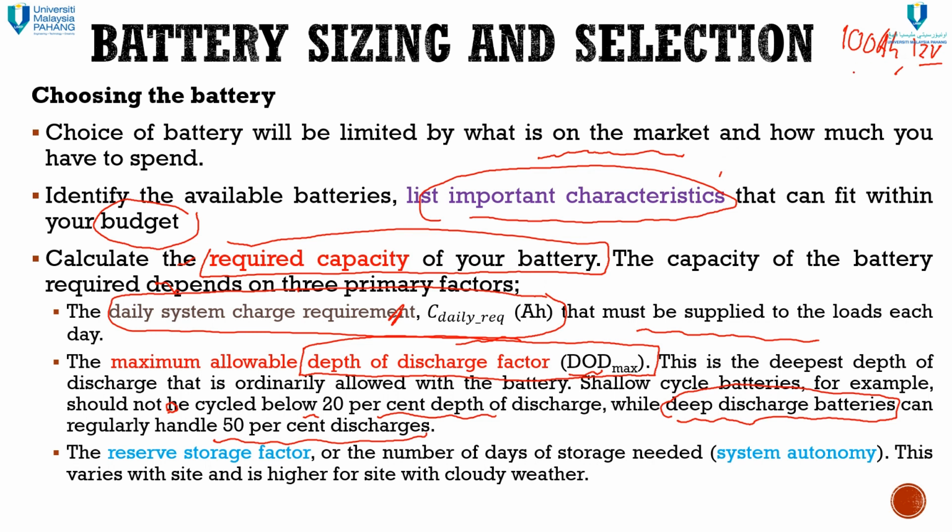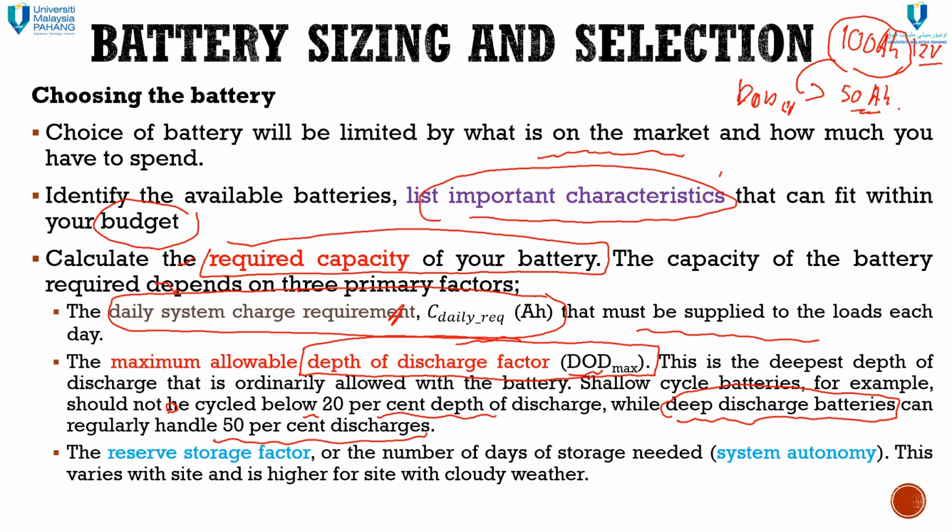Please don't think that we are capable of using the totally 100% of 100 Ah. If it is a lead acid battery, by considering the DOD of 50%, actually what we can use safely is 50 Ah only. Okay, 50 Ah only is the actual effective capacity that we are capable of using.